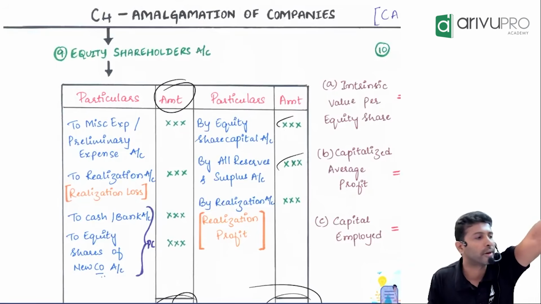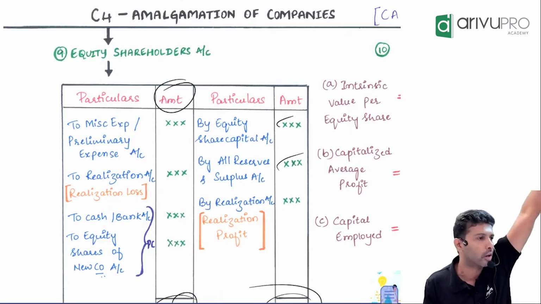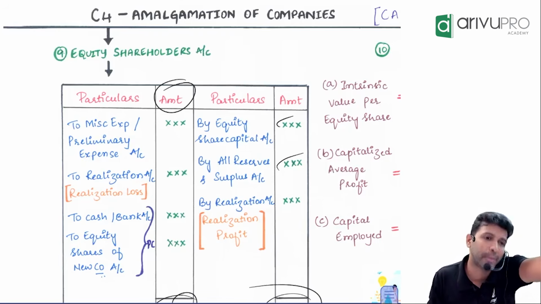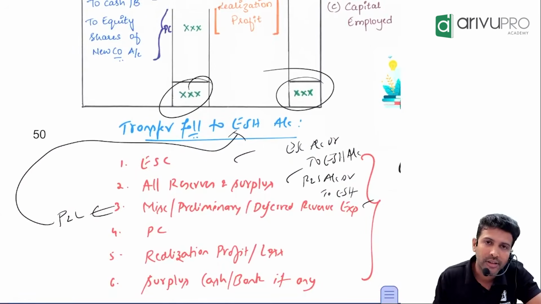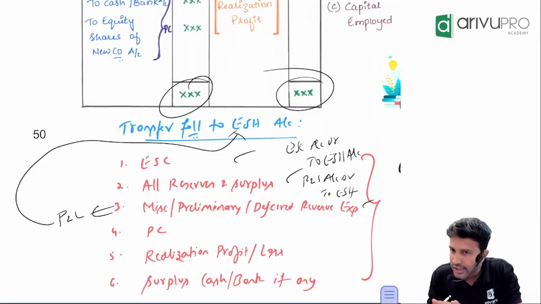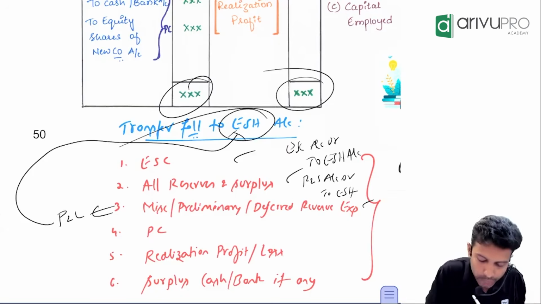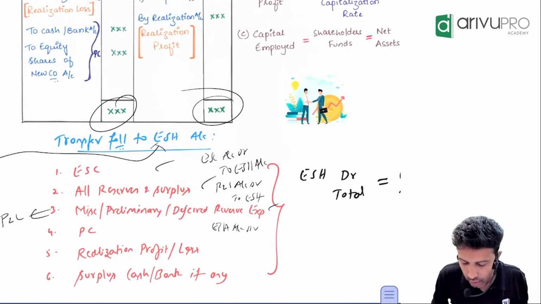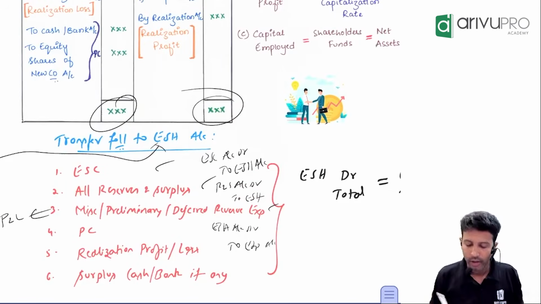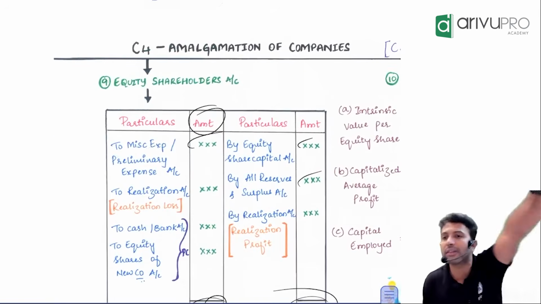Third component: preliminary expense, deferred revenue expense, or miscellaneous expenditure, whatever. If you are confused about the balance, go back to your rule. The nominal account rule says expenses should be debited, so all these expenses will have a debit balance. You have to cancel it, and something with a debit balance is cancelled by credit. You are transferring this to equity shareholders. So the entry is equity shareholders account debit to these respective expense accounts. When you post this in your equity shareholders ledger, you post it as to miscellaneous expenditure or preliminary expense, whatever.